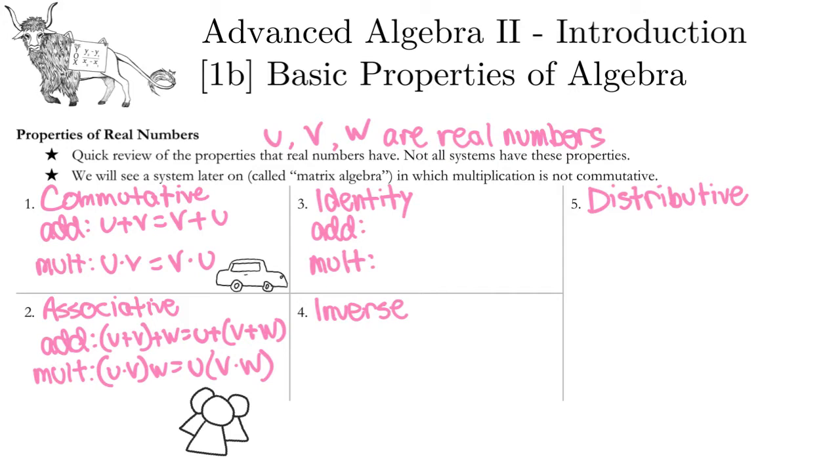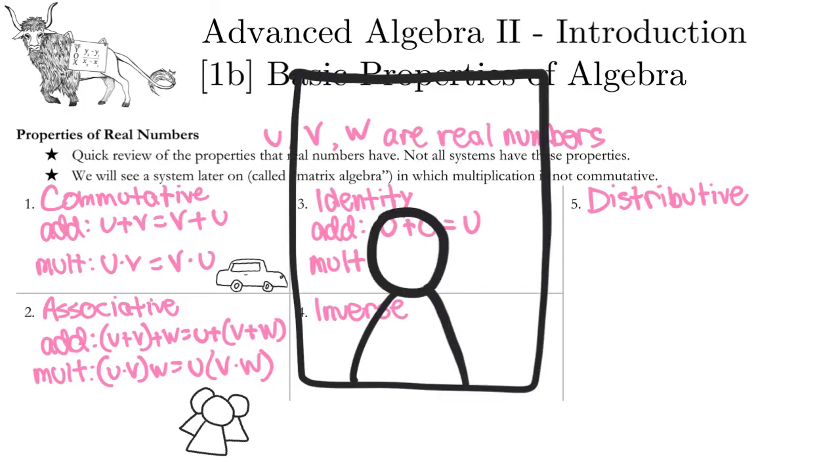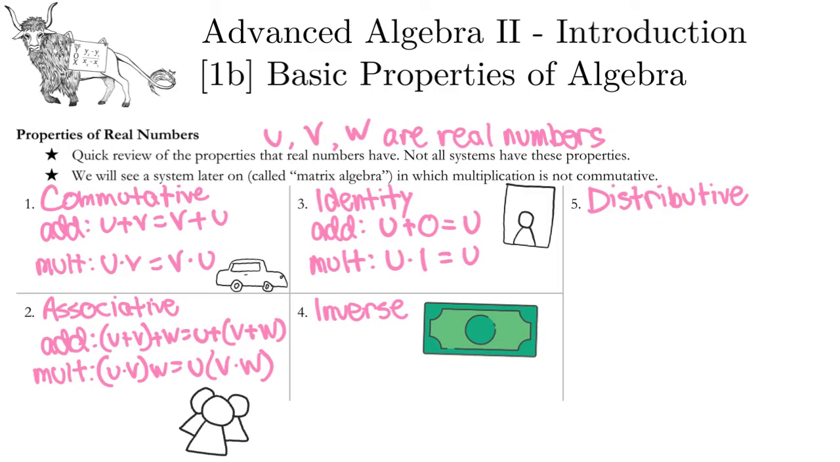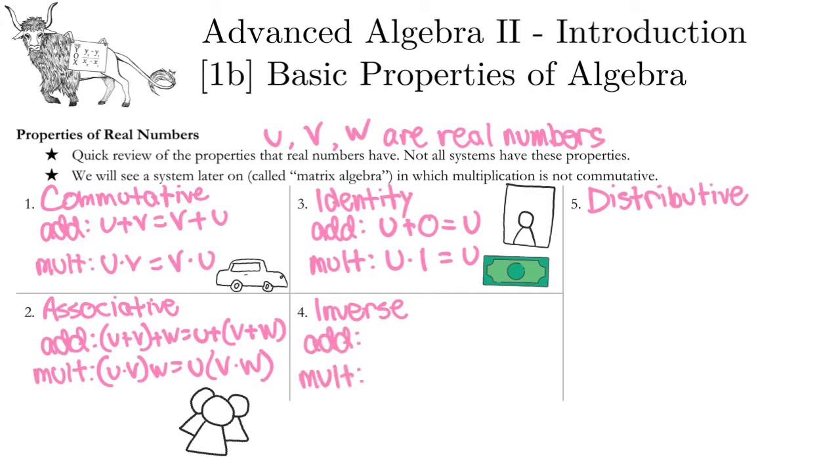The identity property has 2 parts, addition and multiplication. For addition, we have U plus 0 is equal to U. You know, if you add nothing to U, you still get U, right? Same with me. For multiplication, we have U times 1 is equal to U. For example, if you multiply your money times 1, you still have just your money. Shucks.